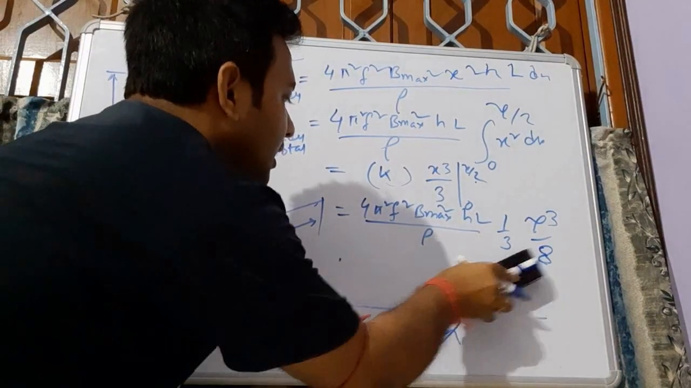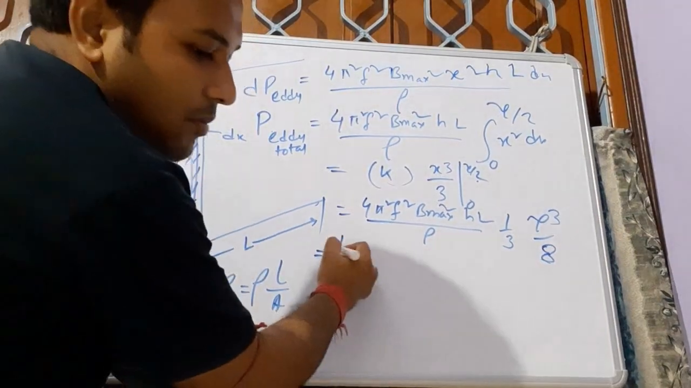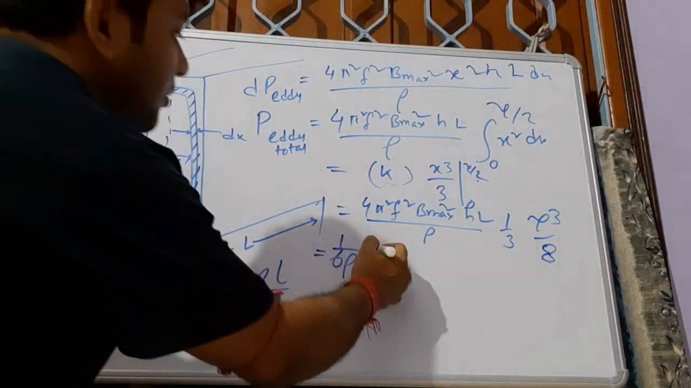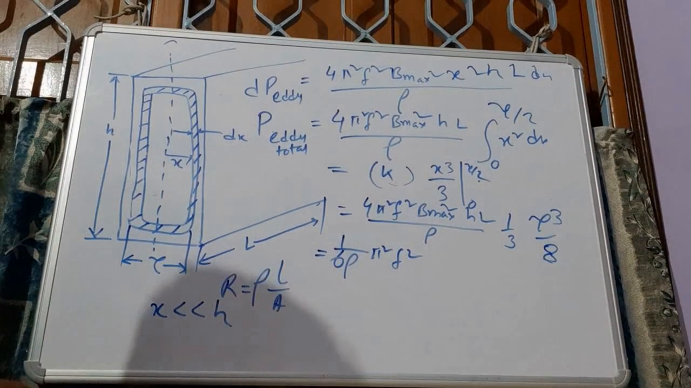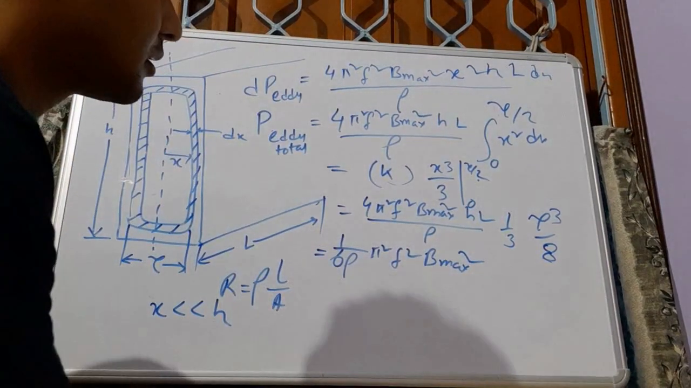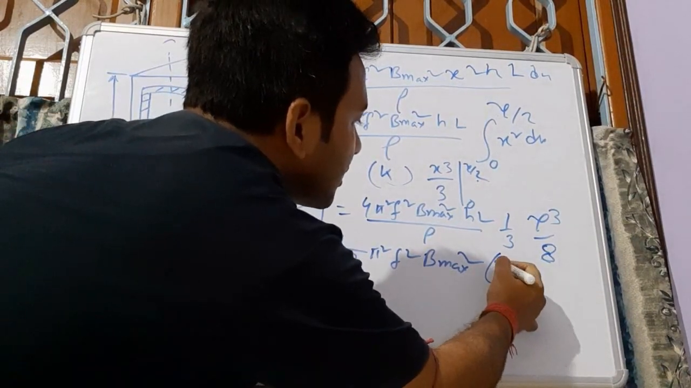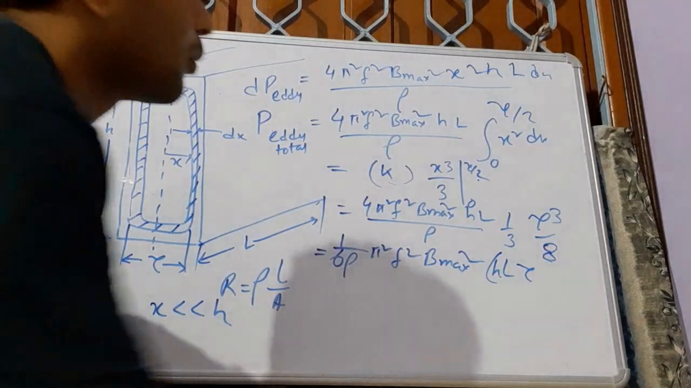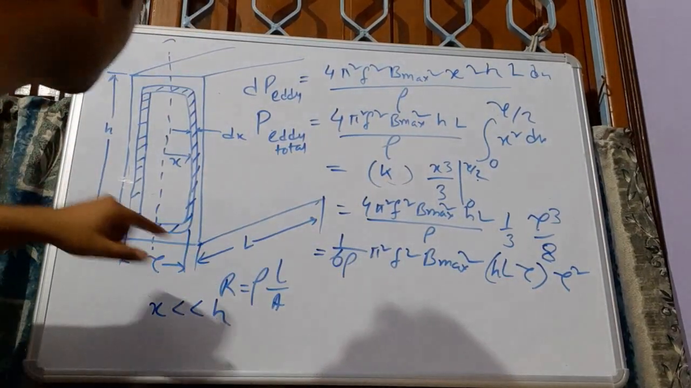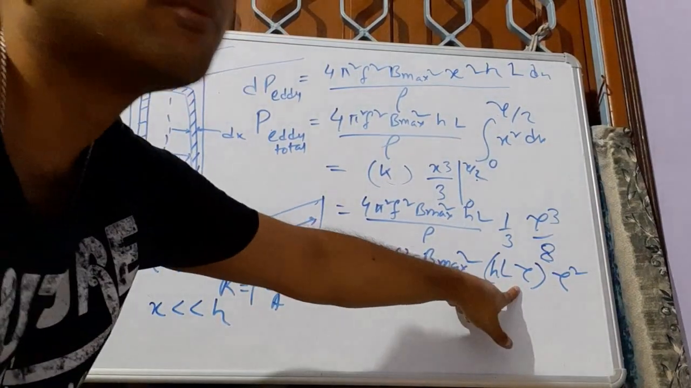So we can write it like 1 by 6 rho pi square f square B max square into h L tau, and take tau square outside. So what will be h? This is h, this is L, and this is tau. So this will be the volume.